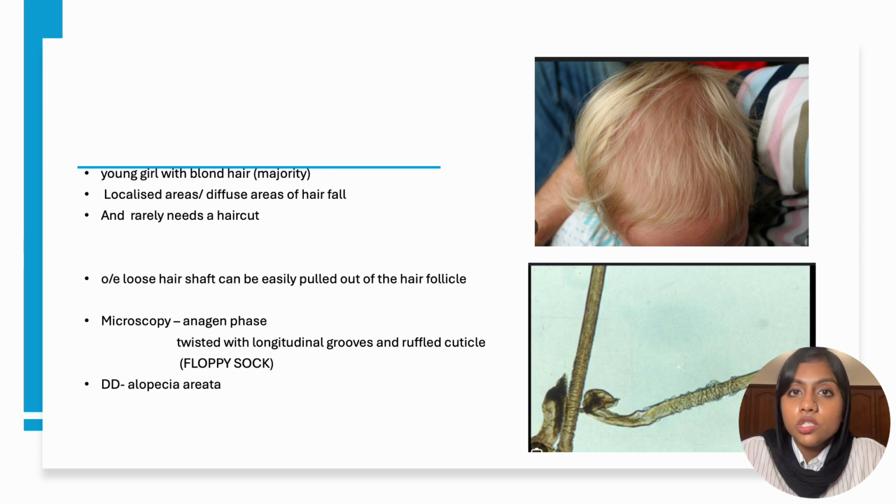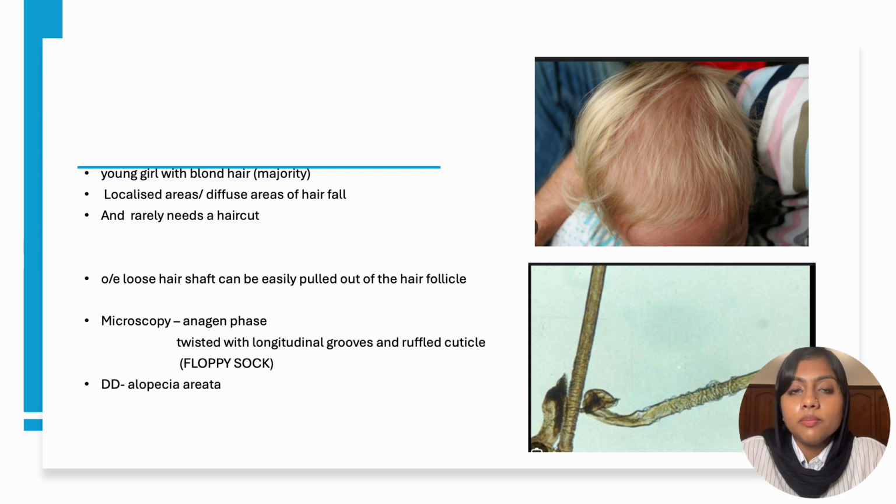One of the differentials for this is alopecia areata. Again, it can be patchy or diffuse hair loss, but a dermoscopic examination might show you black dots and white dots. As well, the hair shaft in alopecia areata will be normal. So, these are the main differentiating features.